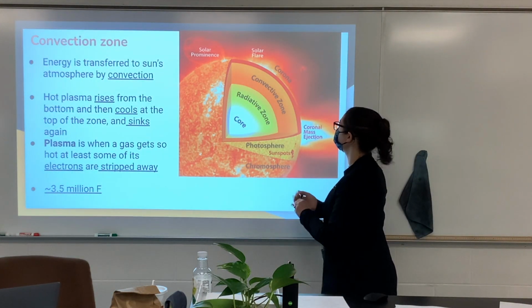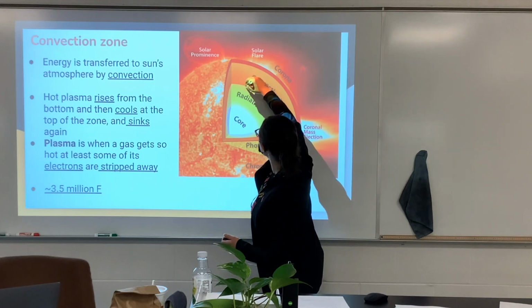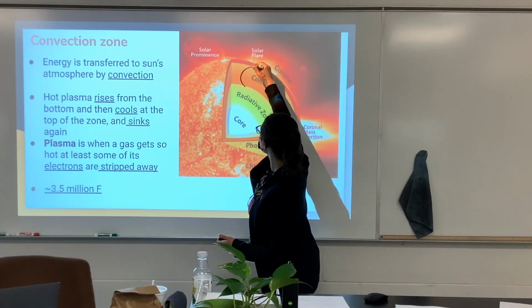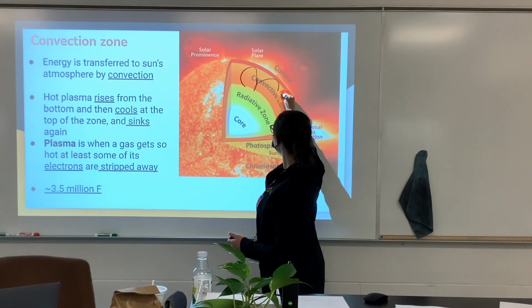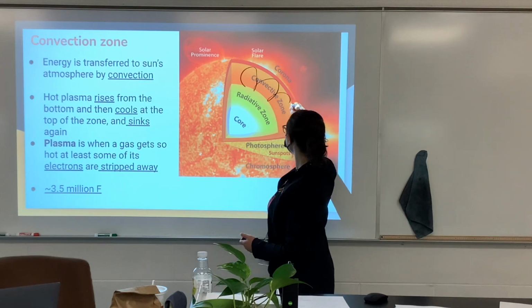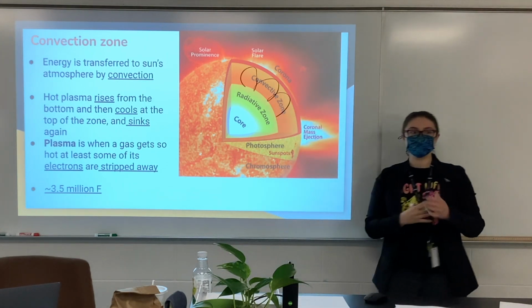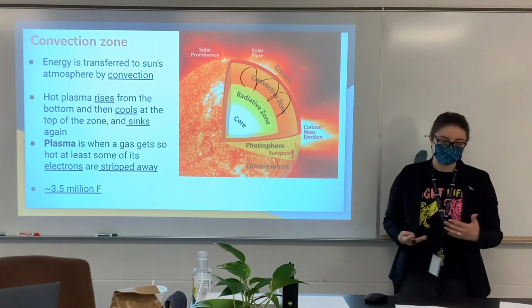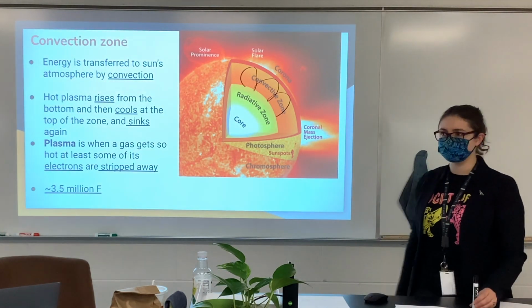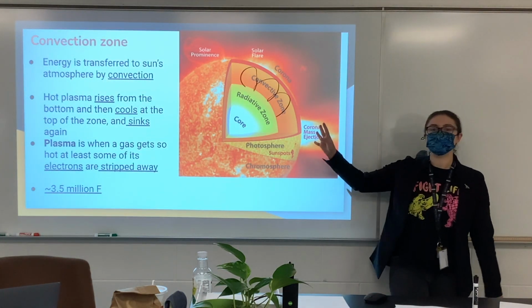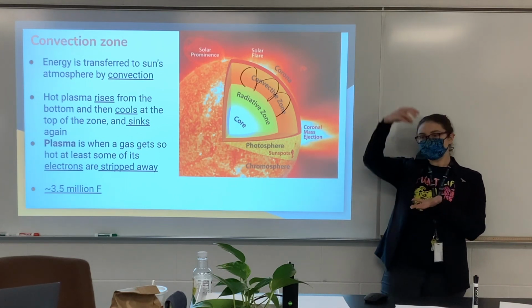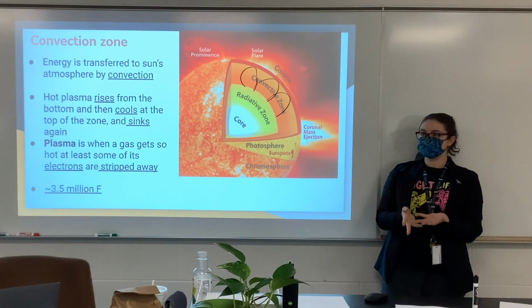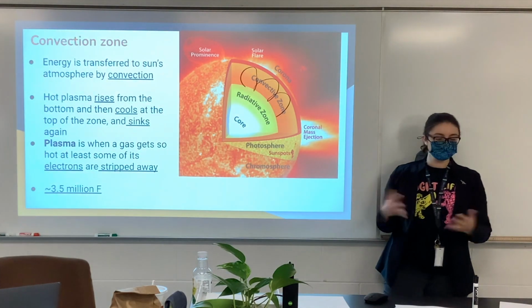So you'll have this kind of looping. It rises up towards the top, cools off, and then sinks again. And then it'll rise up towards the top, cool off, and sink again, and so forth. And so you get this flow of plasma through the convection zone. It's the same process by which a lava lamp works, right? The fluid in a lava lamp warms up, rises to the top, cools off a little bit, sinks back down, warms up, etc.